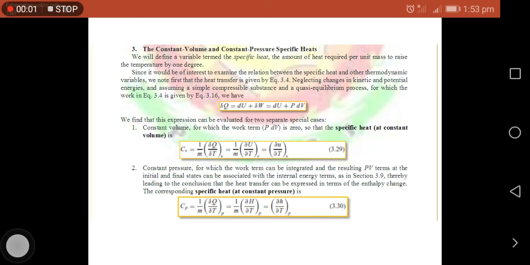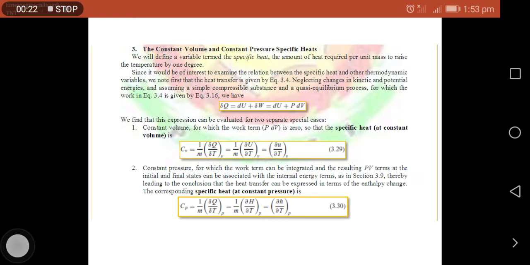Okay, so proceed tayo rito sa number 3. We have here the constant volume and the constant pressure specific heats. So these are the heats. Now, in this case, we are talking about the heat transfer of the system, considering that the volume is constant or the pressure is constant.